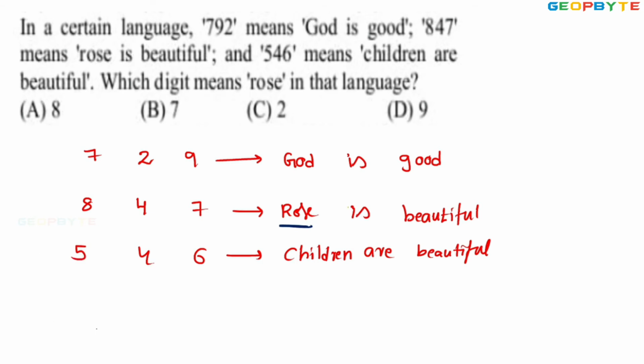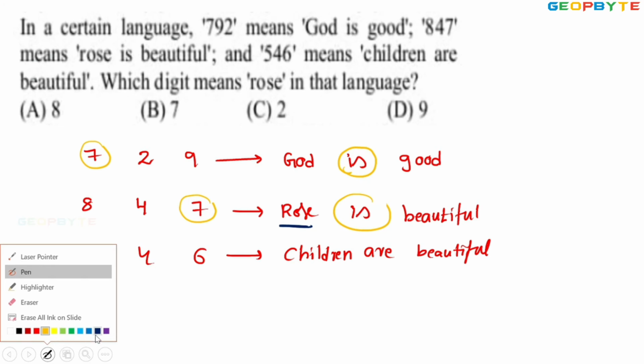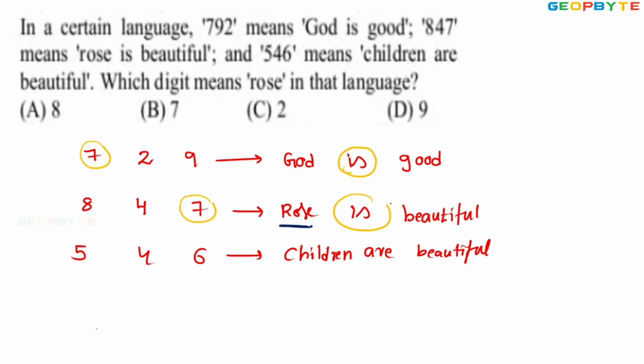You can observe, is common, is common. First statement, second statement is common. So you come to the left side. What is the common? So 7 is common. Is meaning 7. But we don't need is. We need rose. Okay. Next. Here, second and last, beautiful is the common. Here also beautiful is the common. You come to the left side, what is the common here? 4 is common. So, is meaning 7, beautiful meaning 4.